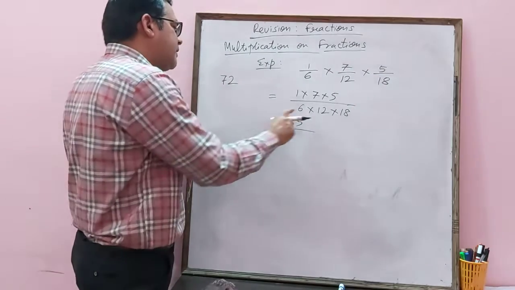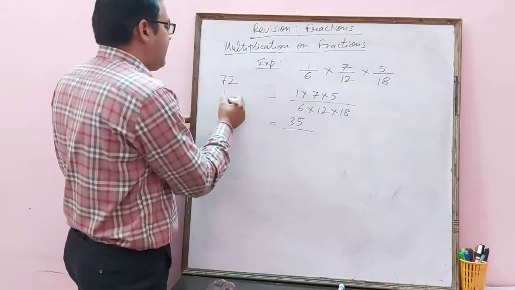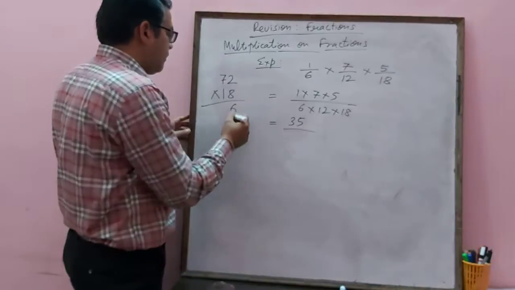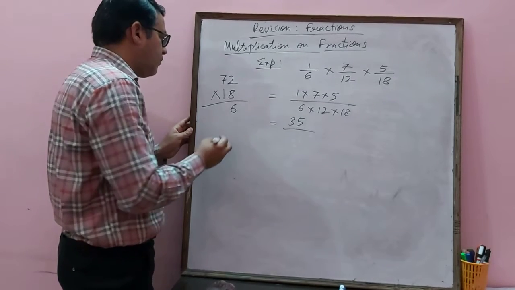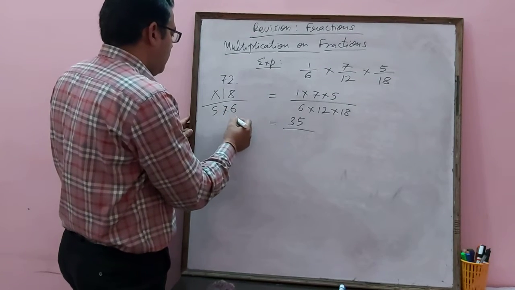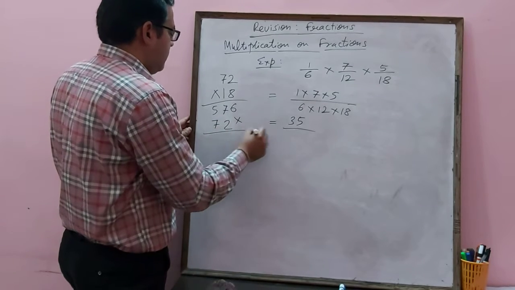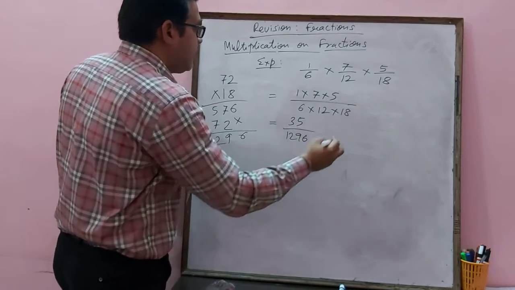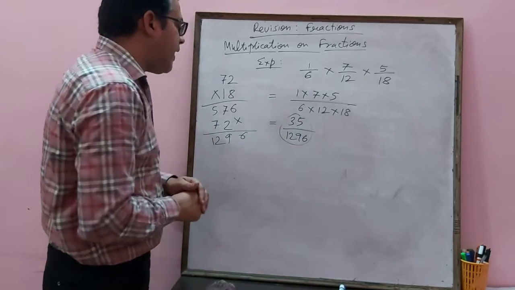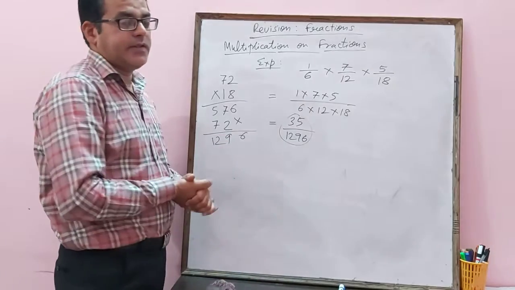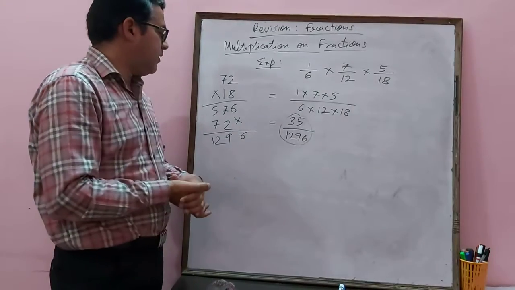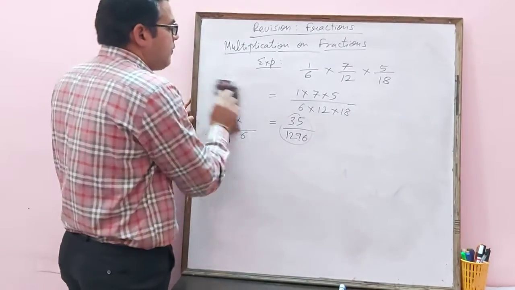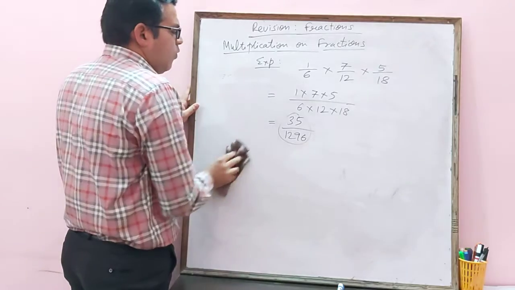So if you multiply 6 into 12, we have 72, and 18 is also there. We have to multiply it by 18 now. You all know how to multiply. So what we have here is 1296. So this is the product only. 35 by 1296. After multiplication, we have it. Right? So the product of these three fractions is 35 by 1296.